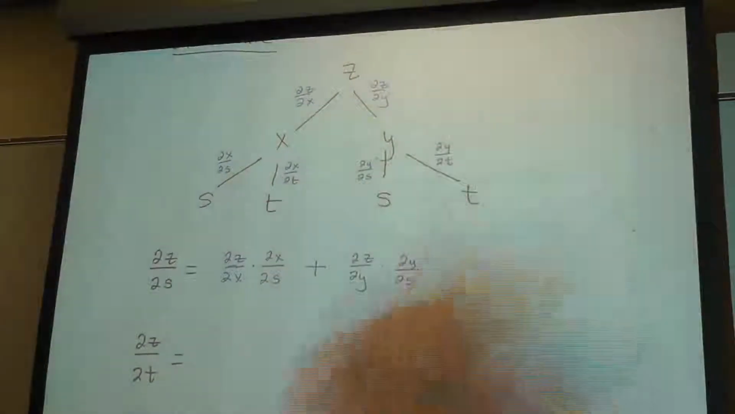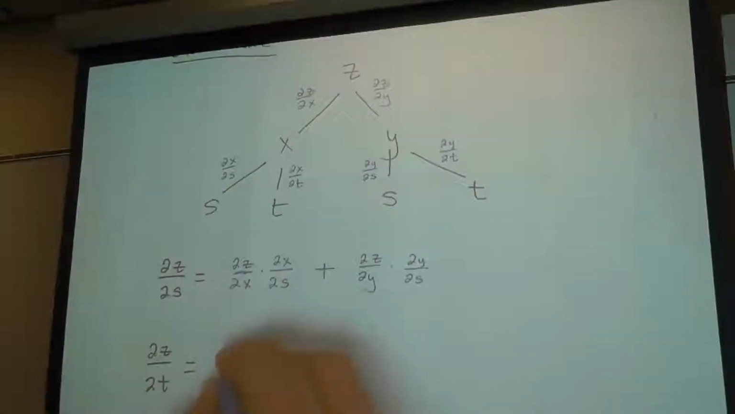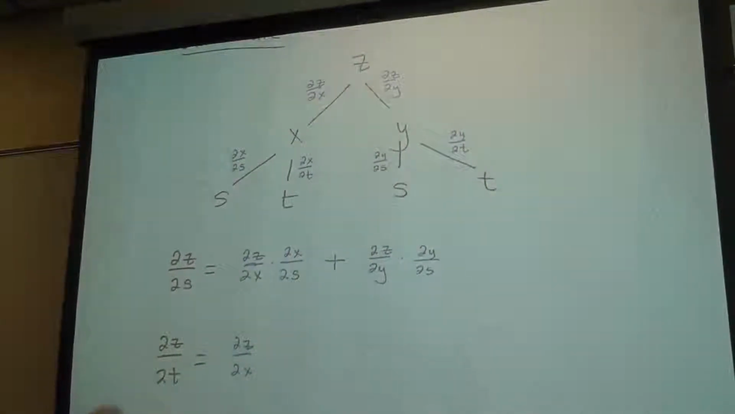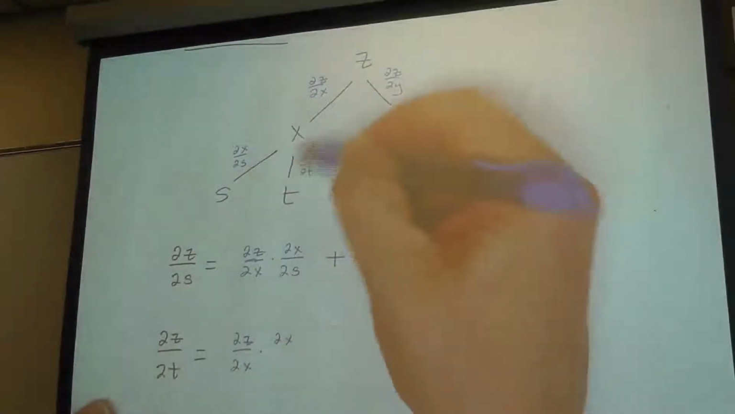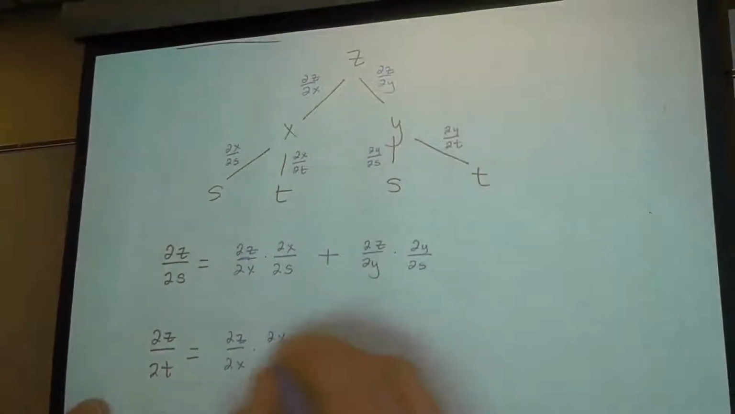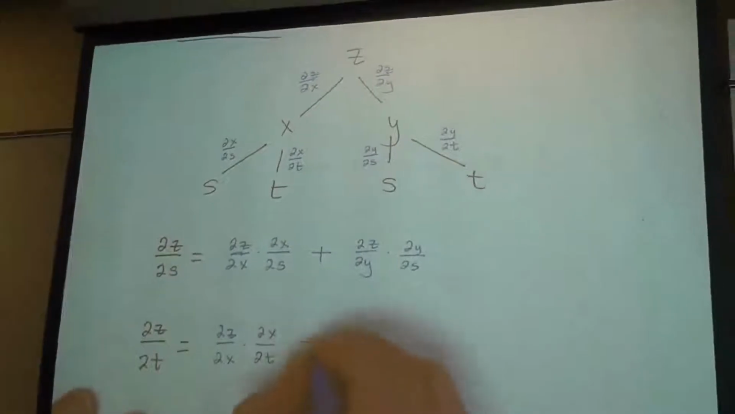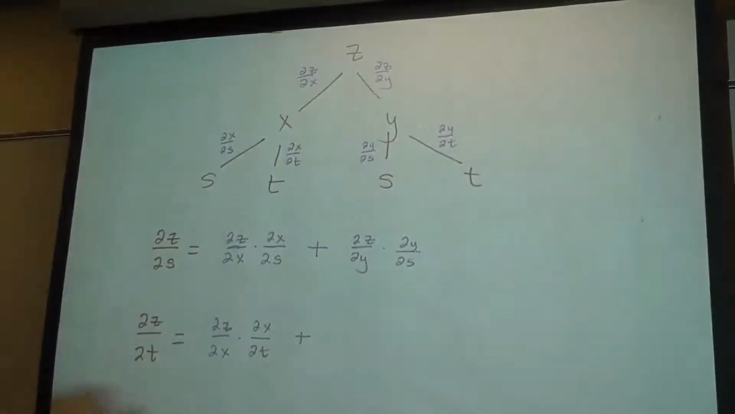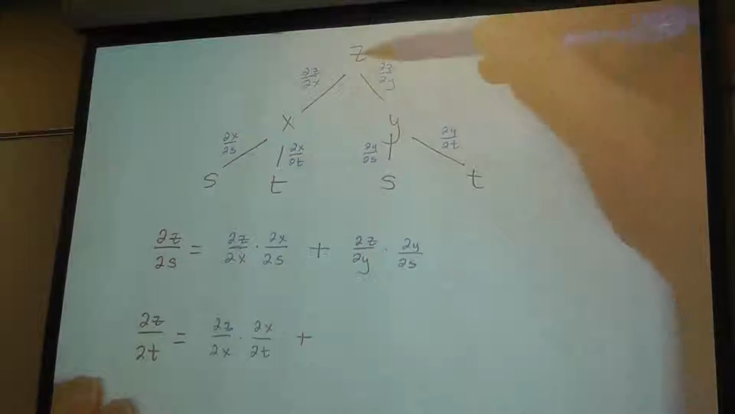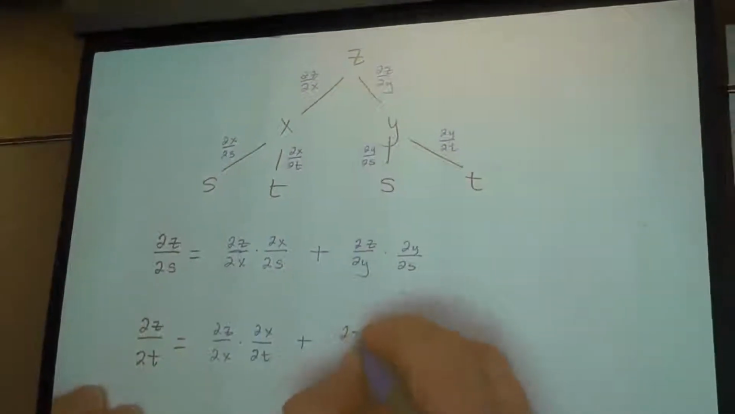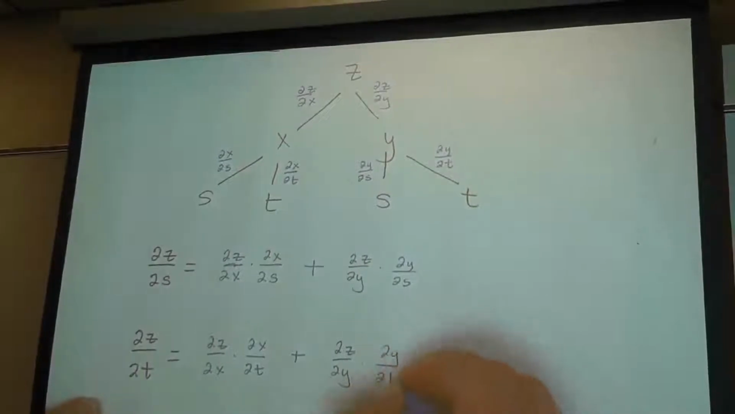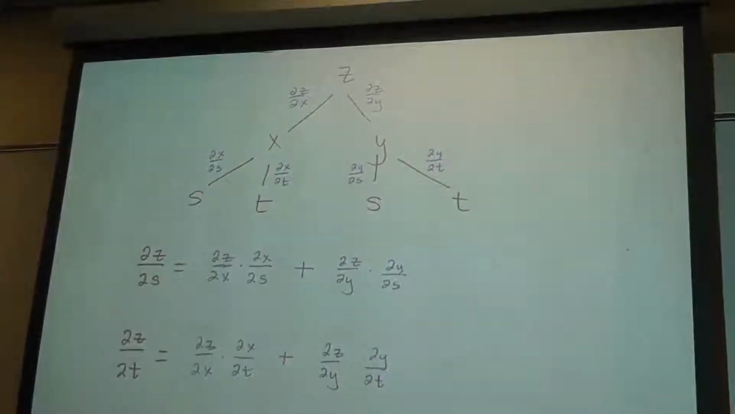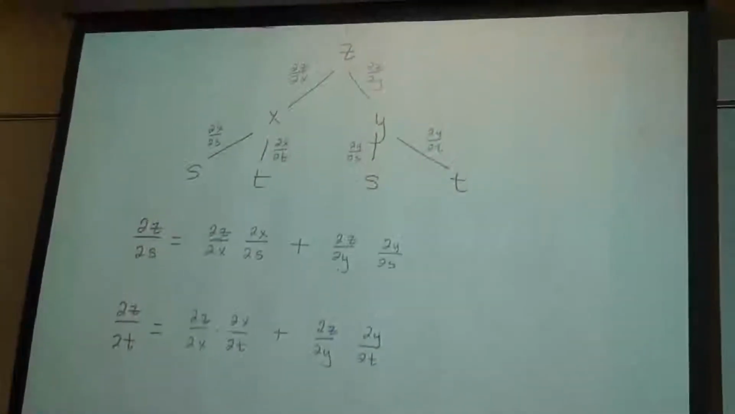To connect every z with a t, you'll start with partial of z with respect to s, or correction, with respect to x, times the partial of x with respect to t. So in other words, this branch times that branch. And then start over, because now I have to link another z with another t. Partial of z with respect to y times partial of y with respect to t. And that, my friends, is the chain rule, the multivariable version of the chain rule.